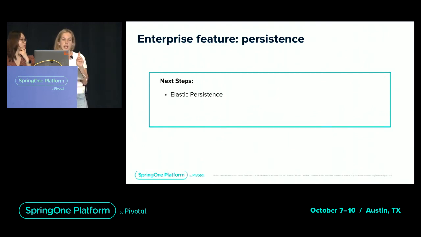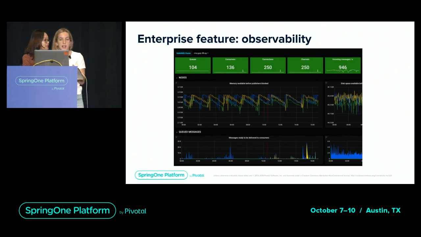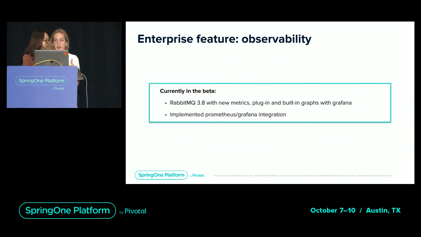One of the Kubernetes challenges here is also that the disk attached to pods can be disassociated when a pod goes down. This isn't particularly challenging in Kubernetes, but the other thing that we prioritized, as we mentioned, was observability. Again, a benefit of the 3.8 work. And currently, we are shipping RabbitMQ 3.8, as well as that Prometheus and Grafana integration.